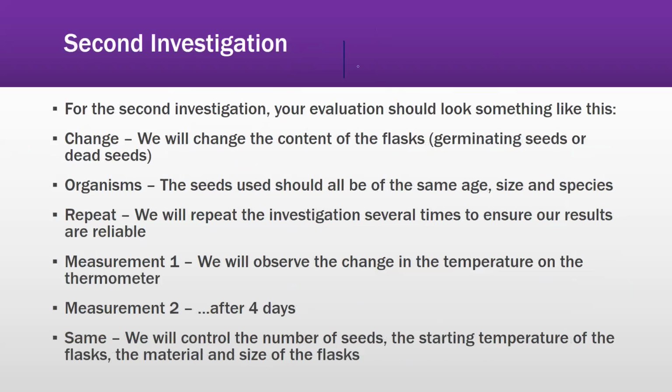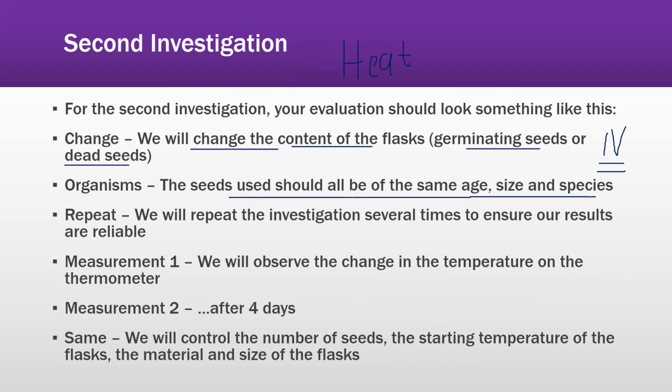Second investigation, to investigate if heat is produced or not. So we will change the content of the flask. Again, what are you changing? The independent variable, the type of seeds. What are the organisms? The seeds should all be the same size and species. You have to describe the independent variable in the organism part. Got it? Then we will repeat the investigation several times to ensure our results are reliable.